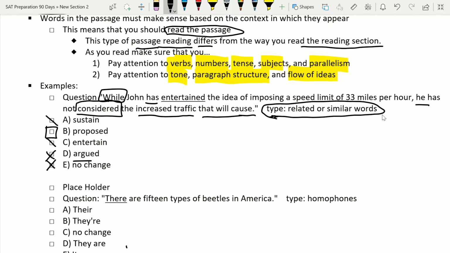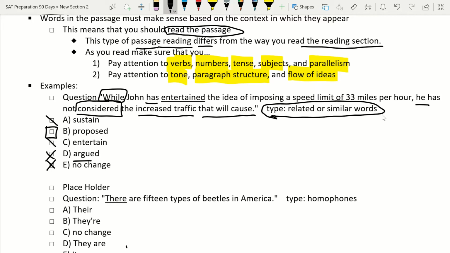So our correct answer then would be B, proposed, right? Well, he has proposed the idea of imposing a speed limit of 33 miles per hour. He's not considered the increased traffic that will cause. That obviously shows the correct relationship between those two parts of our sentence. It also maintains match between our subject and our verb in number and in tense. So our correct answer there would be B.